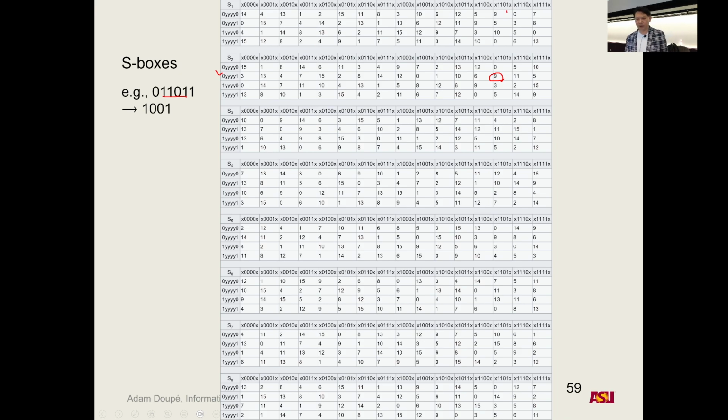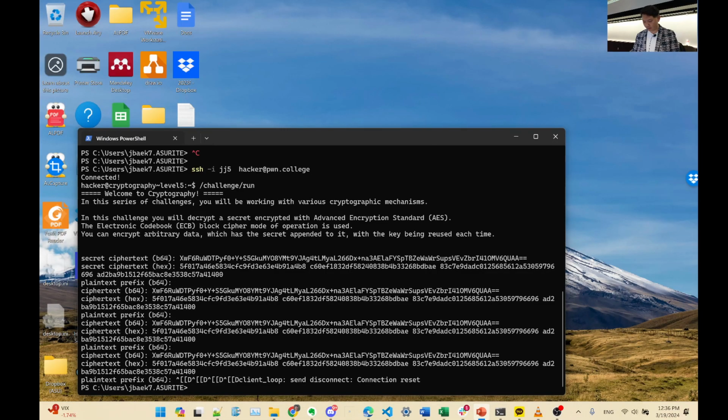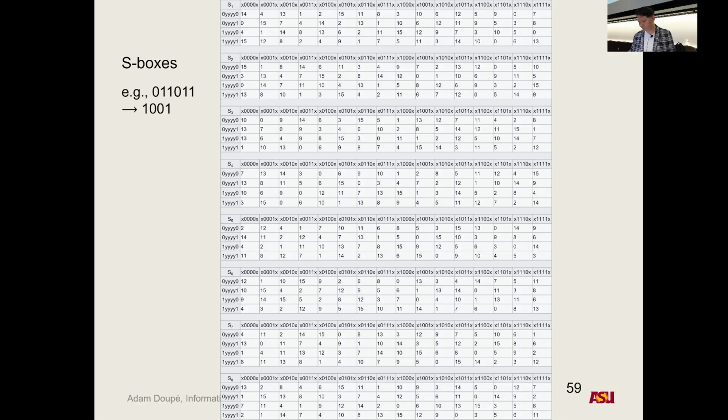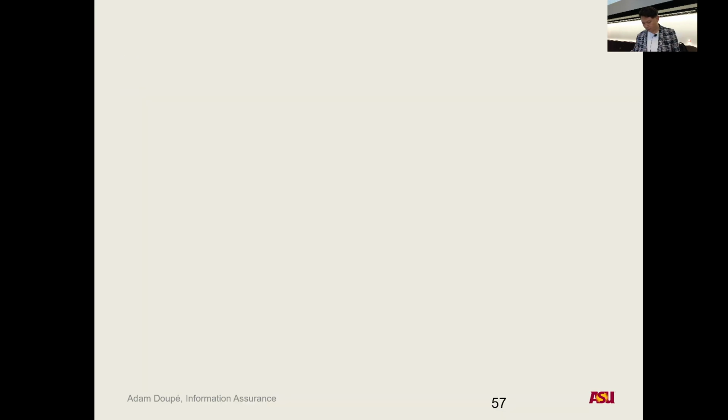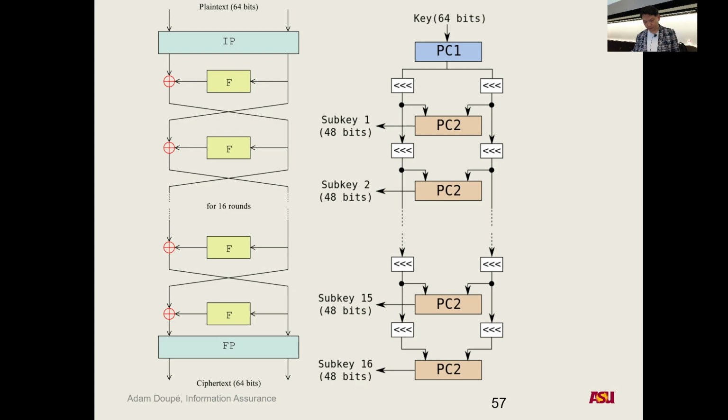Right? So in this way, the locations will be changed in the S-box. This is open data. You can see this table on Wikipedia easily. Okay, that's the basic operations.